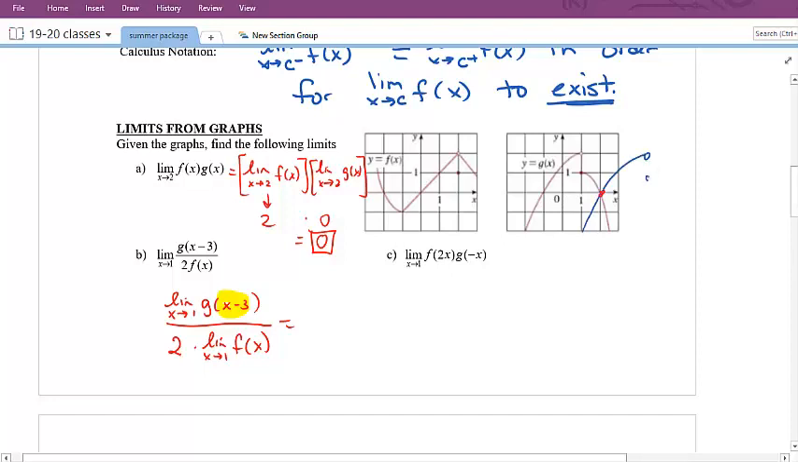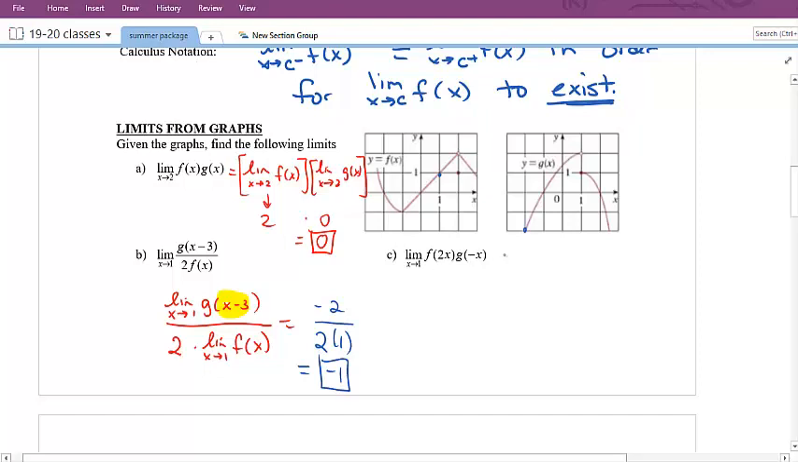Right? And then figure out at 1, it looks like the value is negative 2. Or you could just plug in 1 and say, hey, what's g of 1 minus 3, or g of negative 2? And found that point there too. And then on the bottom we still have that 2, and the limit as x approaches 1 of f of x, that's just the value of 1. So in this case, our answer is just negative 1. Cool.